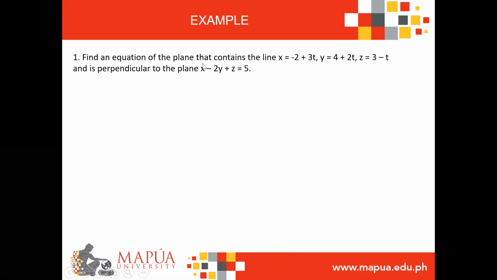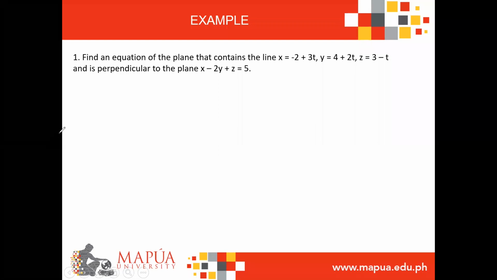Find an equation of the plane that contains the line x equals negative 2 plus 3t, y equals 4 plus 2t, z equals 3 minus t, and is perpendicular to the plane x minus 2y plus z is equal to 5. So let us draw the two planes here so that we can have a better analysis on the problem.